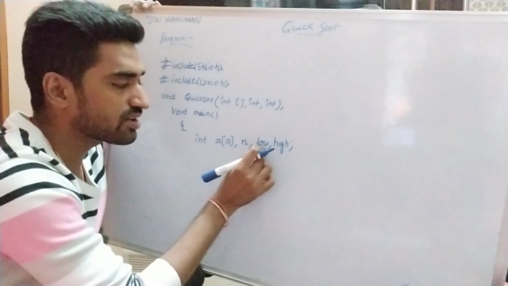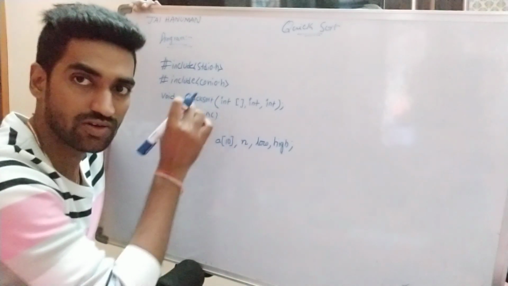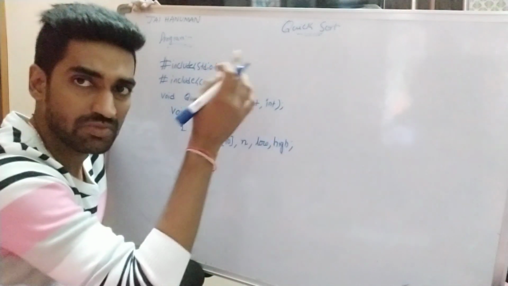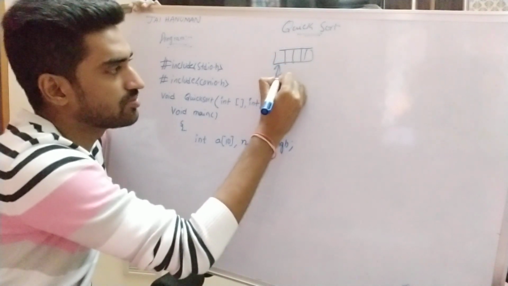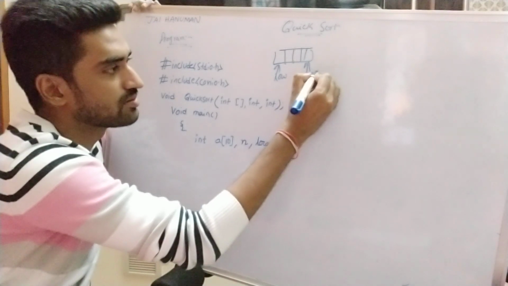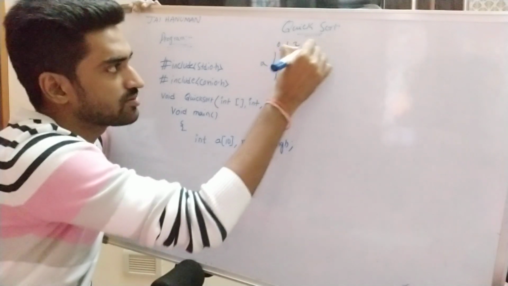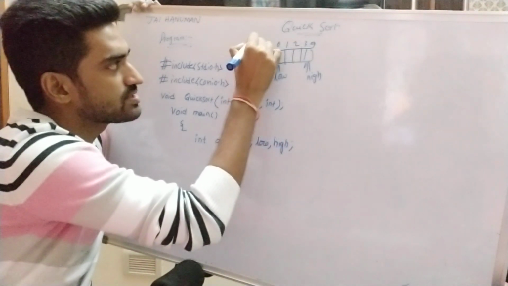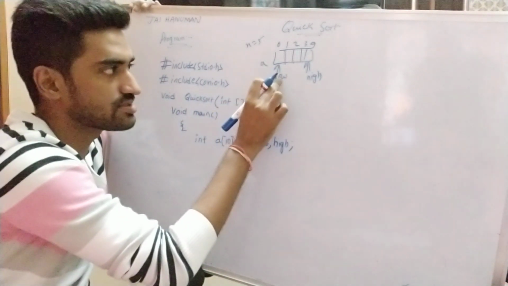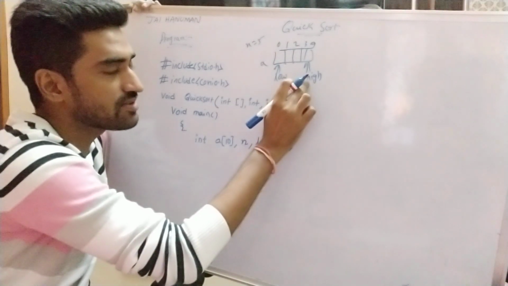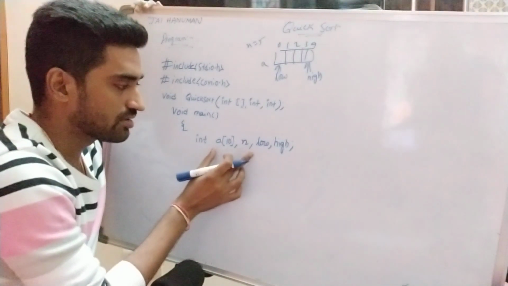Before calling the quicksort function, we set the low value and the high value. The low value starts from index 0, and the high value starts from n minus 1. So this is our array, this is set to be low, and this is set to be high. This is array A. Index starts from 0, 1, 2, 3, 4. The number of elements is 1, 2, 3, 4, 5, so n is equal to 5. Before calling the quicksort function, the low value is set to 0 and the high value is set to n minus 1, that is 5 minus 1, 4. So this is about the declaration part.